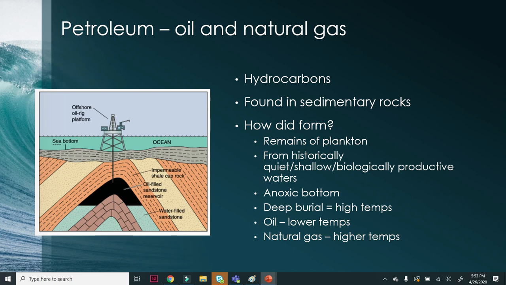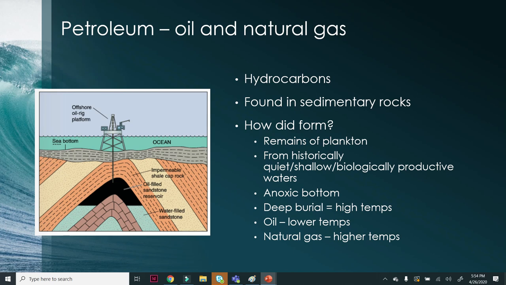All right, so we use a lot of these. Petroleum is an important resource for us. So what is petroleum? The first thing to know is that it is a hydrocarbon, and it has hydrogen and carbon in it. The bonds between carbon and hydrogen have a lot of energy. So when you burn hydrocarbons, it releases a lot of energy, and you can use it to do things like power a car. Hydrocarbons are found in sedimentary rocks.